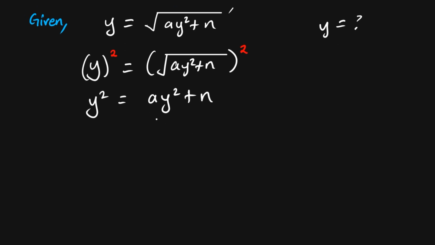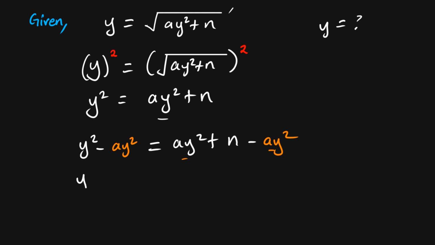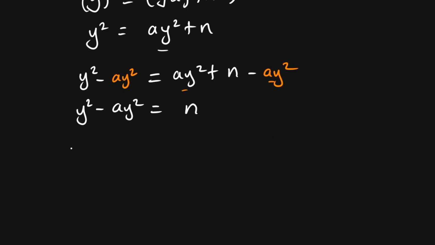Let's collect like terms. Let's move this to the left hand side, and to do so, let's subtract ay squared on both sides. This becomes y squared minus ay squared equals ay squared plus n minus ay squared. This cancels with this, so we remain with y squared minus ay squared equals n. But y squared is common, so it's the same as y squared into 1 minus a, and this equals n.